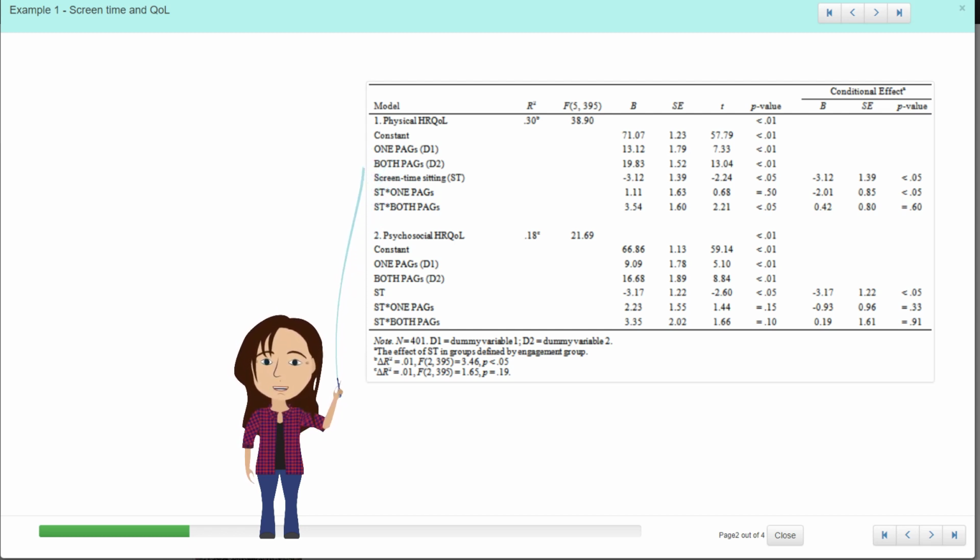And then the interesting thing about this paper, and why I like it, is because they've also included some interaction effects. So is there an interaction or a moderation of the effect of your screen time sitting based on whether or not you meet your physical activity guidelines? So this is probably best explained by looking at the graph that they include, which is on the next slide.